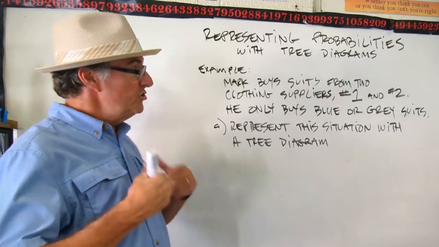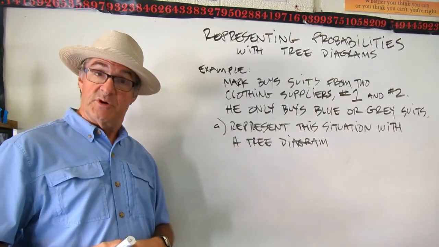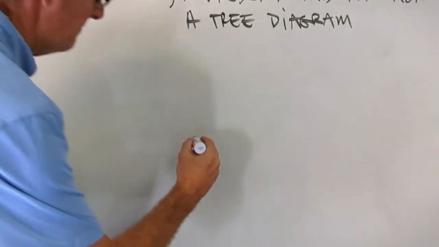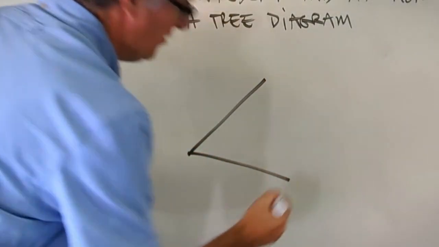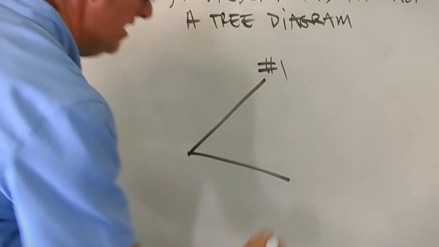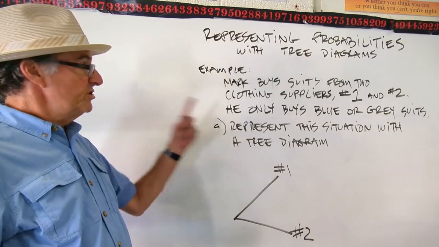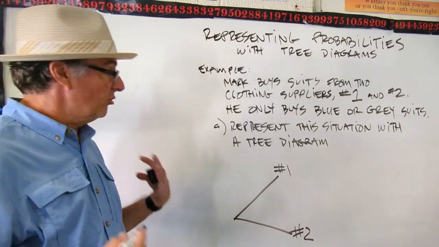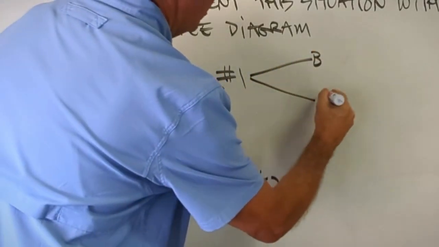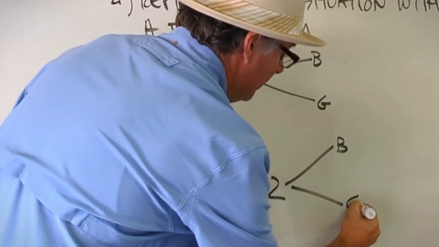Okay, so you analyze the situation as though you were this person. So what's your first choice? You have to figure out who you buy your suit from. So you're gonna make a branch. That's why it's called tree diagram. So this would be supplier number 1, and this is supplier number 2. Now, what's your second choice? It's blue or gray. So now we're gonna do blue or gray, and then we're gonna do blue or gray.